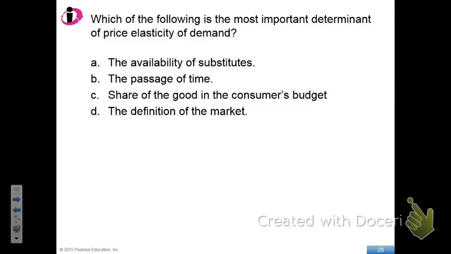How many of you think that A is the correct answer? Not that many. That's interesting. So what do you think? Those of you who think that A is the correct answer, you are right. But the question is, why are the passage of time, share of the good in the consumer's budget, and the definition of market not important?